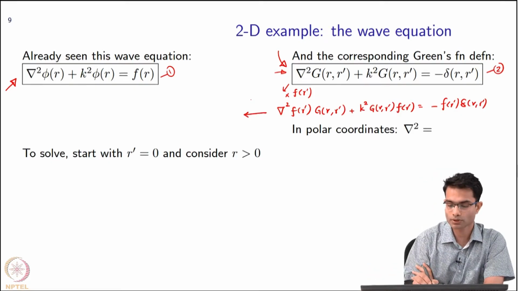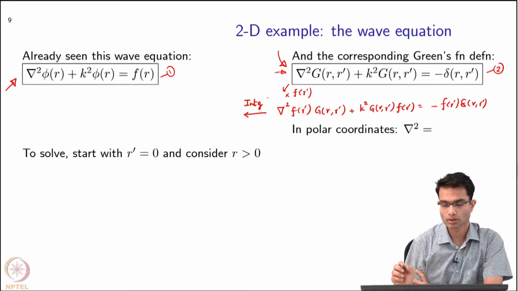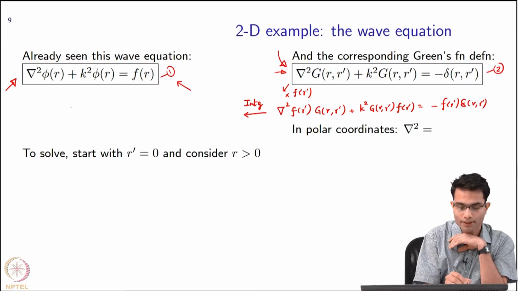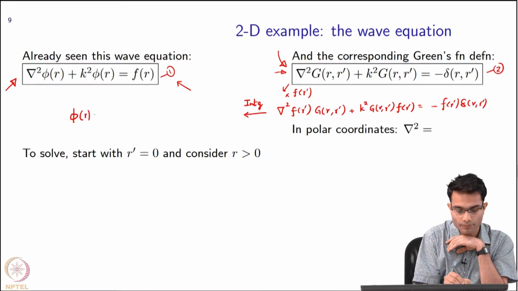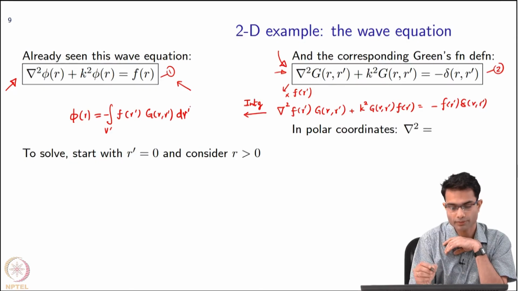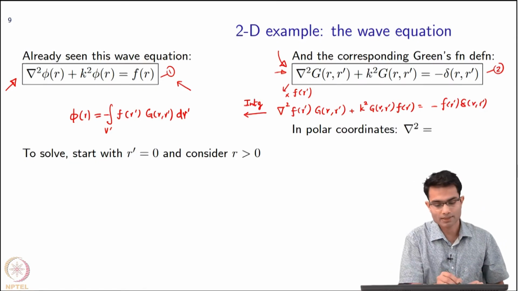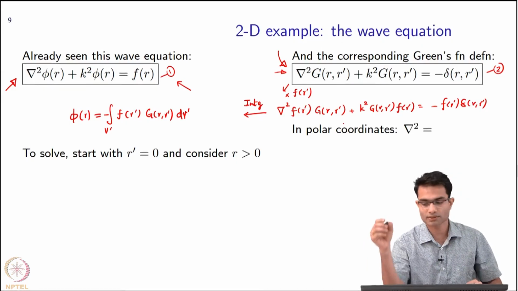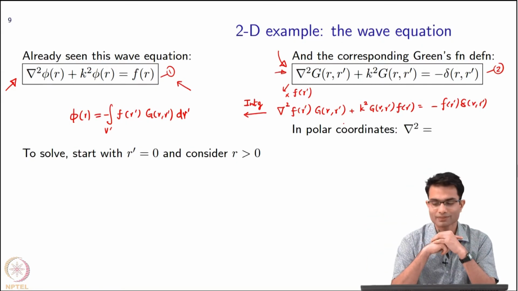And then the next step was to integrate, and when I integrated, it looked just like equation 1, right, and from that I concluded that my phi of r was equal to the integral over v prime of f of r prime g of r, r prime dv prime, or dr prime, whatever, okay. That minus sign has come because the definition has a minus sign over here, right. When I integrate on both sides, I will find this minus sign, just convention.